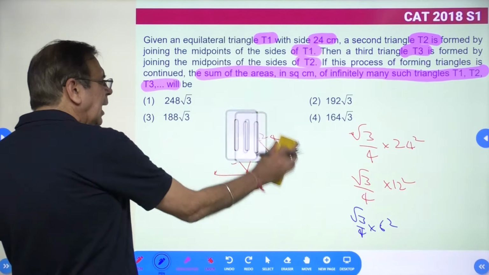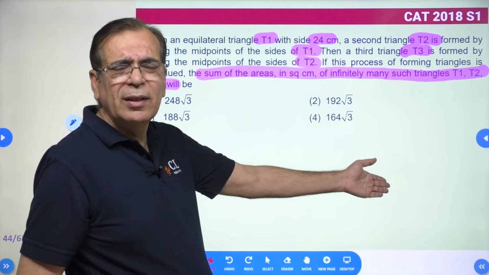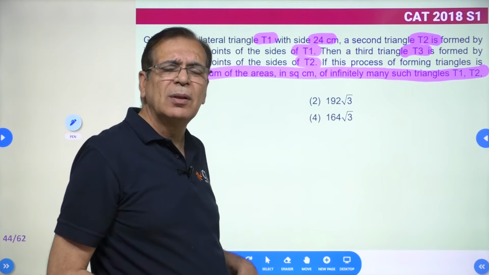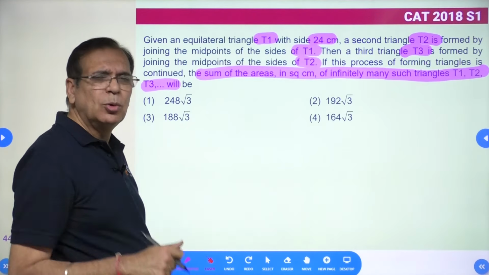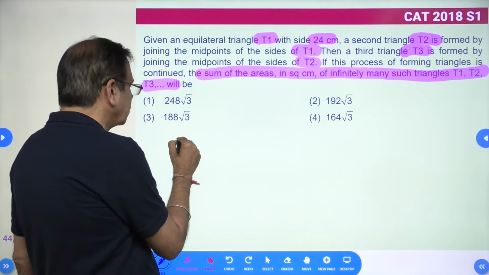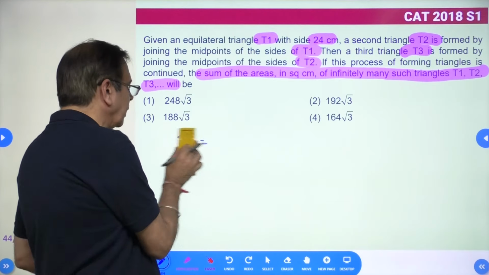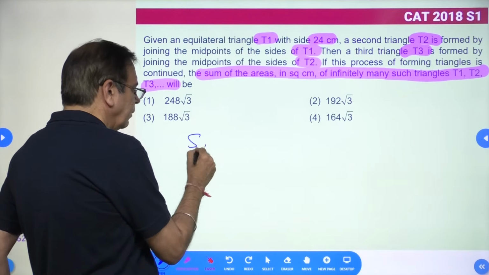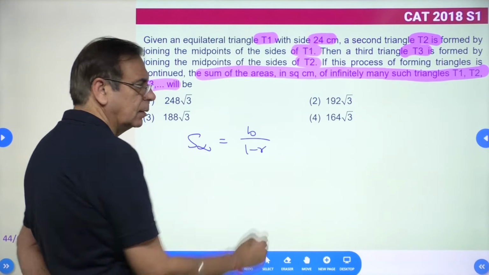Now many times students say, I don't remember the formula. But if we look, this is nothing but a geometric progression. All you need to do is find the sum of the geometric progression. Even if you don't know, it will not be an issue. What is the sum of infinite terms of a geometric progression? We are talking about infinite, not n terms. The sum of infinite terms of a geometric progression is first term upon 1 minus r.